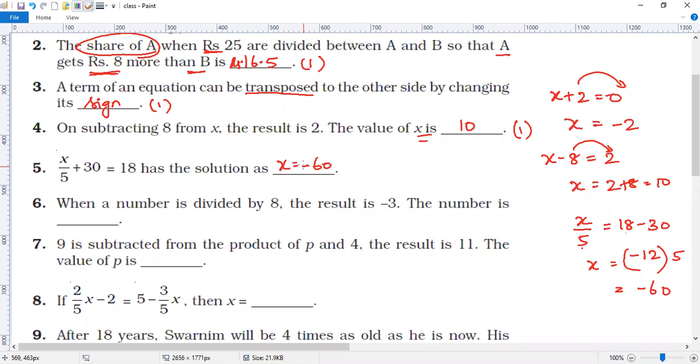So only if you write minus 60 correctly will you get marks. If the minus sign is missing, you don't get any marks at all. Clear?